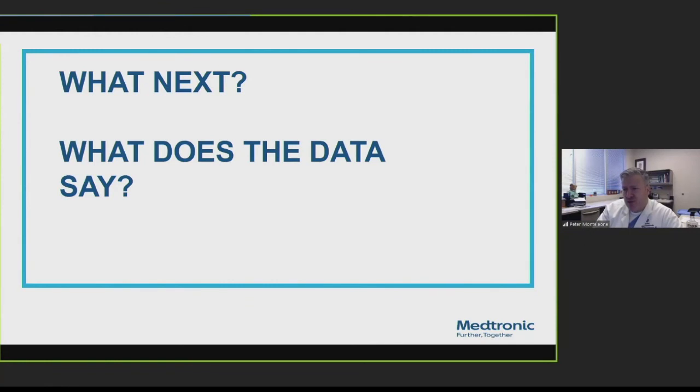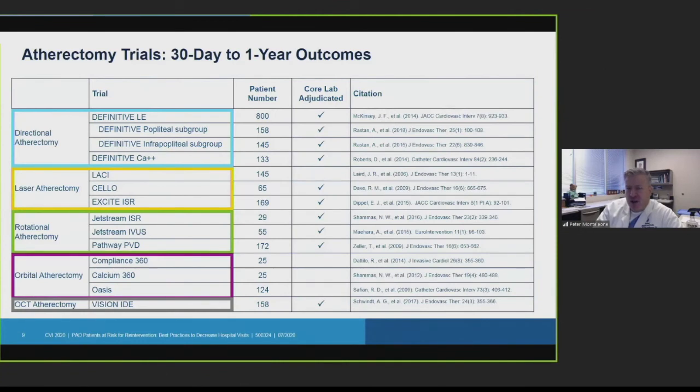So what next? What do we do in this patient? Our diabetic 60-year-old patient with a 28 centimeter chronic total occlusion with at least moderate calcification proximally. What does the data say? Where do we go from here? When we think about these types of lesions, calcified, threatening, coming up to the ostial SFA and the common femoral into the P1 segment, we start thinking about utilization of atherectomy.